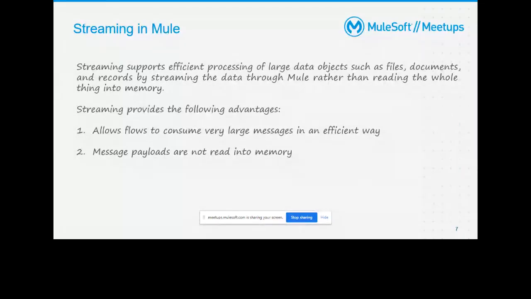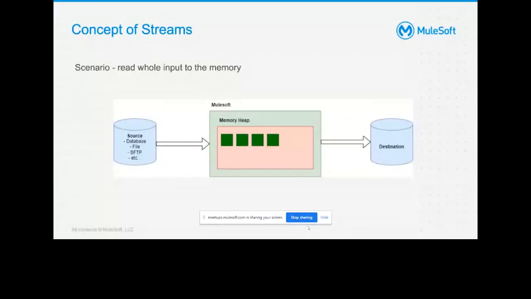So, streaming provides the following advantages. It allows us to consume very large messages in an efficient way in the application and the flows. It also loads the data into small streams and not directly into the memory, thus making it more efficient. We'll see now why the streaming concept comes into the picture and how it used to be handled in the earlier cases, even in other programming languages like Java and other concepts as well.